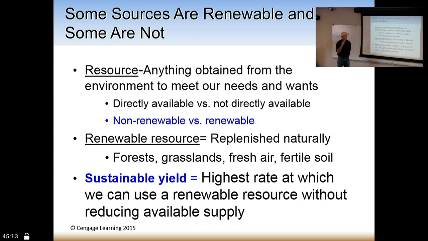So no, absolutely, that's renewable. We just talked about the hydrological cycle. It renews itself. We don't get any more of it, but it renews itself, right? What's a non-renewable resource?